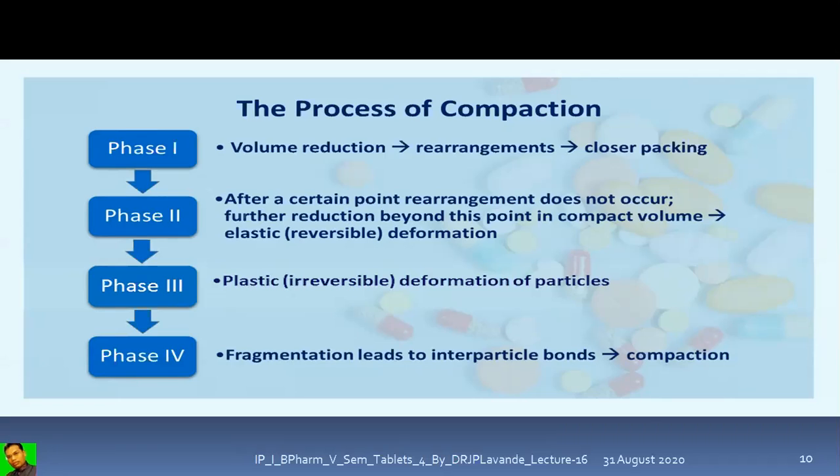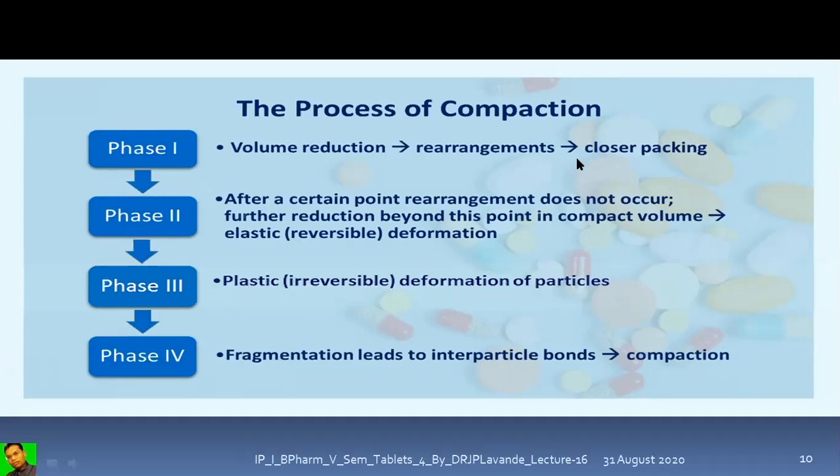Phase 2 follows phase 1, that is, after closer packing. After a certain point, rearrangement does not occur. The particles will remain there only, even if we go on increasing the pressure on the granular mass, right? The volume reduction is a result of the increase in pressure between the upper and lower punches. As a result, the particles come closer and rearrangement of the particles occurs.